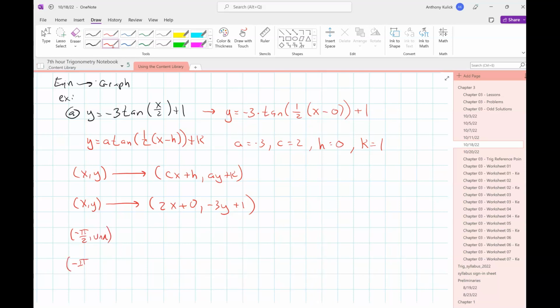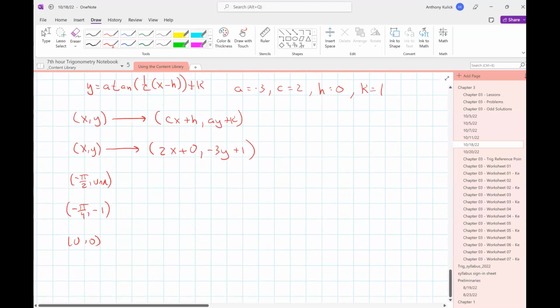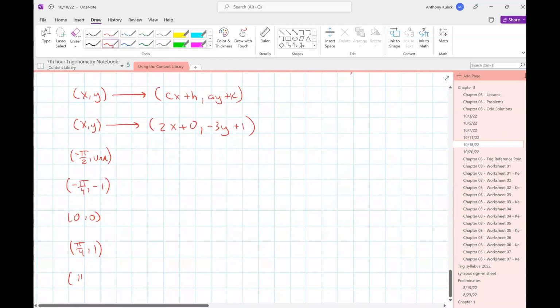So I'm noticing here that I have -pi/2 and then und. What the heck does und mean? It's just shorthand for undefined. What does undefined look like when I graph it? That's going to be the vertical asymptote. Oh, okay. All right, let's just plug things through.